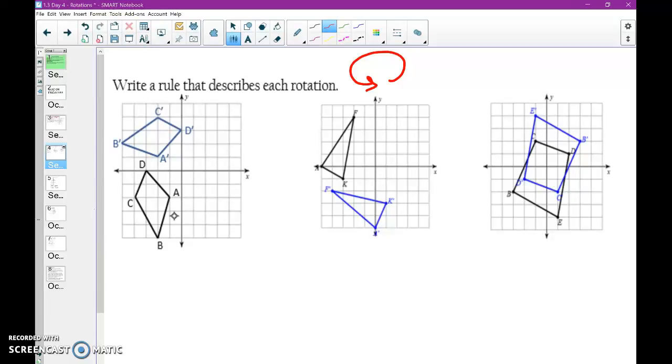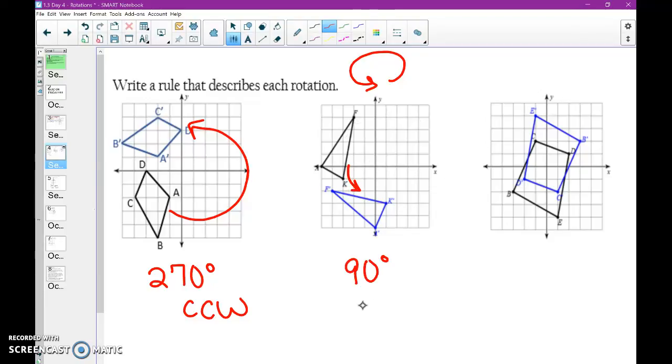So if I look at this first one, make sure you pay attention to the fact that the black is the original, blue is the new, so it's going like this. That would be a 270-degree counterclockwise turn. It's going 1, 2, 3 quadrants around. This one, the black one, is the original, and then the blue has all the prime symbols, so it's only going 1 turn around, which would be 90 degrees counterclockwise, and that's all it wants you to do here. Write a rule just means describe what's happening.